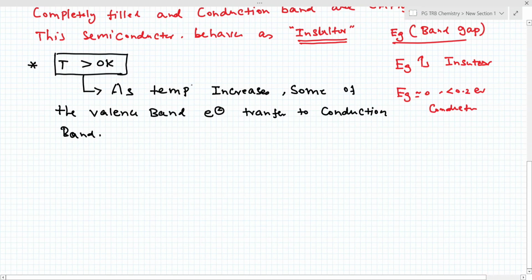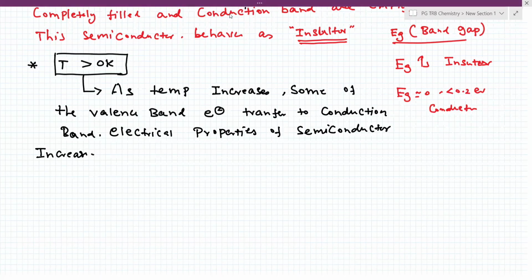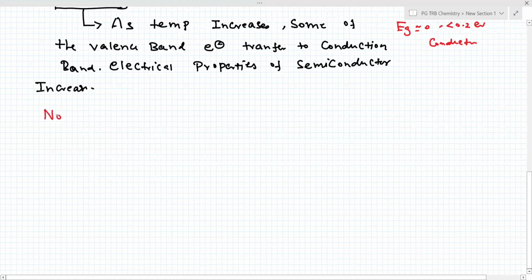In the case of a semiconductor, if we raise the temperature, some of the valence band electrons shift up to the conduction band. Whenever electrons move from one place to another, it creates electricity or current. Therefore, the electrical properties of the semiconductor increase. Very, very important. Whenever I say note, this is a very important point. Please note.